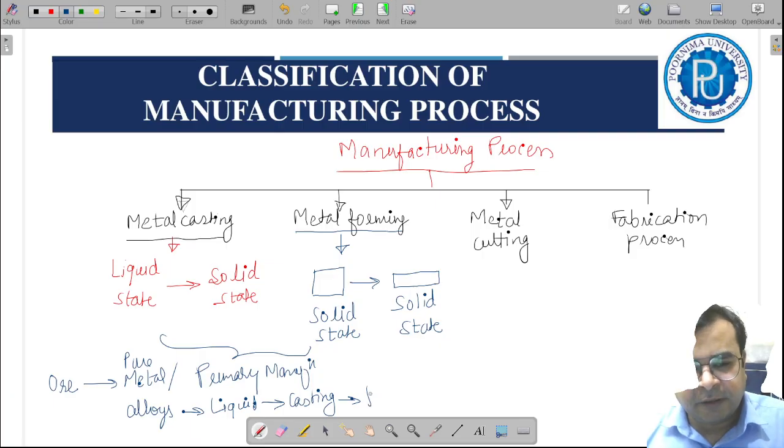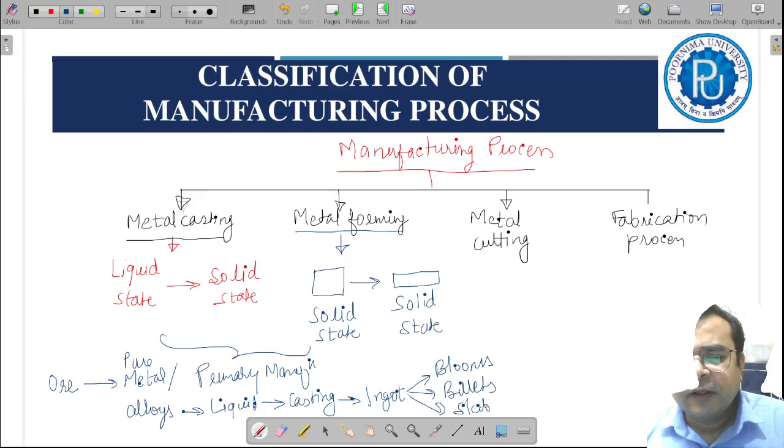The first shape of the material is the ingot, whose size is very big, around the size of a room. Is it right? And it is square or rectangular in shape. After that, since its size is very big, initially it can be deformed into other shapes, like we can convert it into blooms, or billets, or slabs. Is it right? So these are the standard shapes that can be initially converted from the ingot. Okay. This conversion is only possible by the metal forming process.